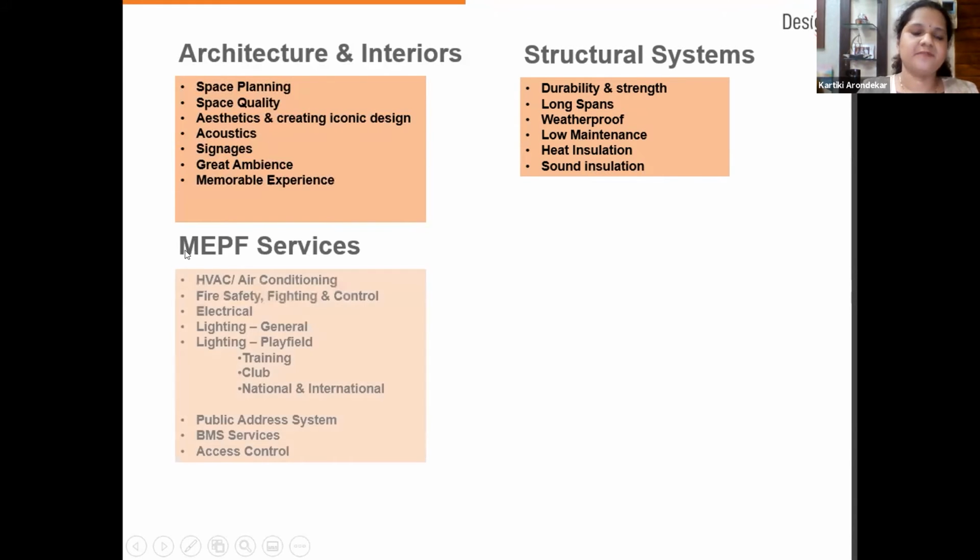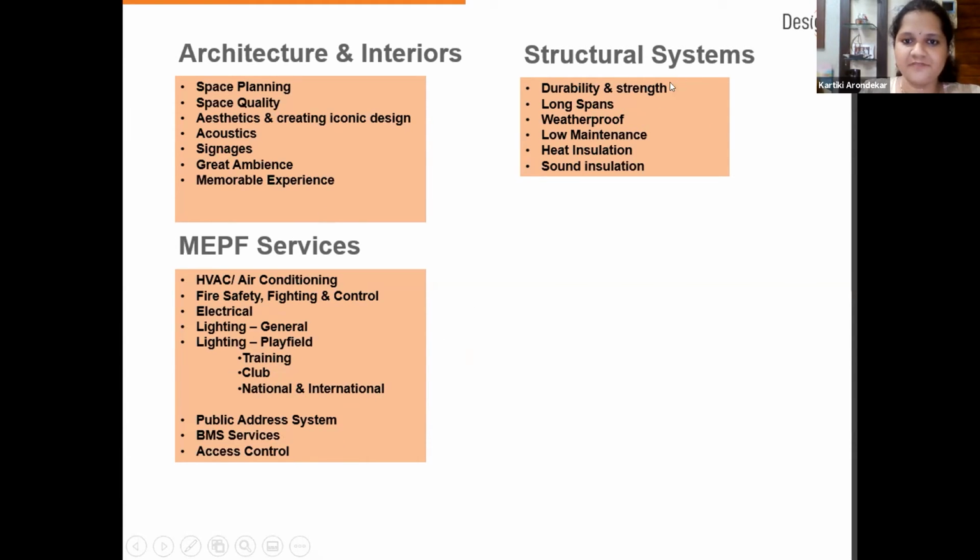And MEPF services, of course, HVAC, air conditioning, fire safety, fire control, electrical, lighting general for the concourse and other areas, and lighting for playfield, which itself again is a vast topic. And you have these three layers of lighting for arena level. You have this training level, lux levels, these are the standards set by the international sports fraternity. So you have training level lighting, club level lighting, and national and international level lighting. Again, cue from here, like how we use these variants in our design and plan. You have public address system, BMS service control and access control.